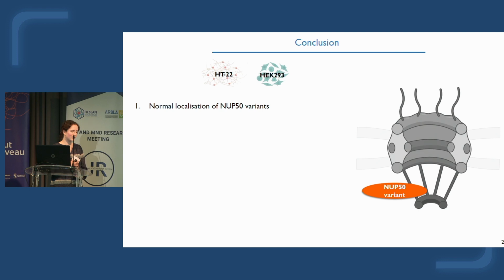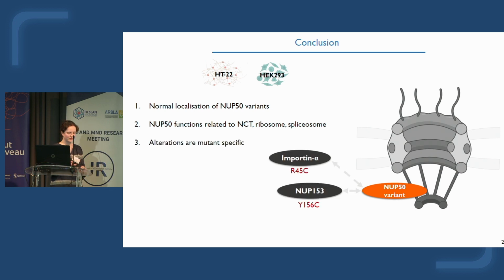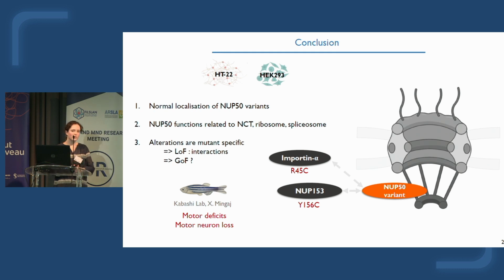localization at the nucleopore and within the nucleoplasm, that NUP50 normally is related to nucleocytoplasmic transport, ribosome and spliceosome, and that the alterations that we have studied in the variants are mutant-specific. And they seem so far to be more loss-of-function variants, but we cannot exclude that there are gain-of-toxicity mechanisms that we haven't identified yet, especially looking at the motor deficits we observe in zebrafish models.